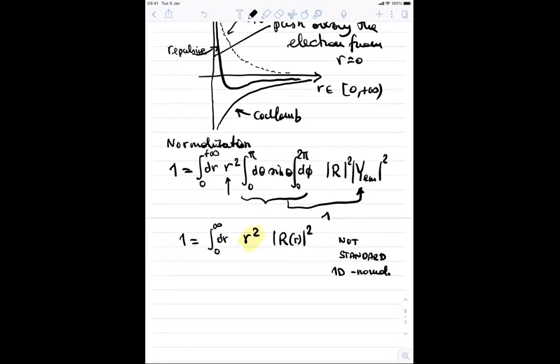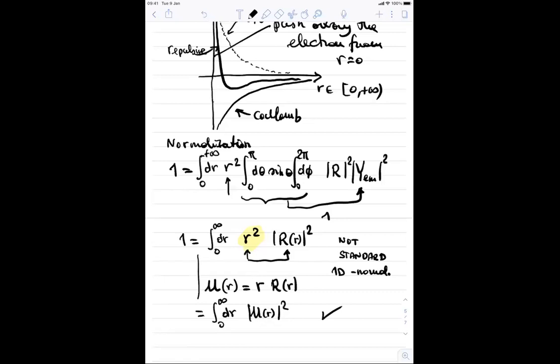It's a very remarkable thing. Notice that here I have r times the radial function. Let's change variable and define a new function u of r, which is the product of r times the radial function R of r. Now you see immediately that in terms of u, the normalization reads the integral in dr of the modulus squared of u of r equal to 1. So it looks like a standard 1D normalization.